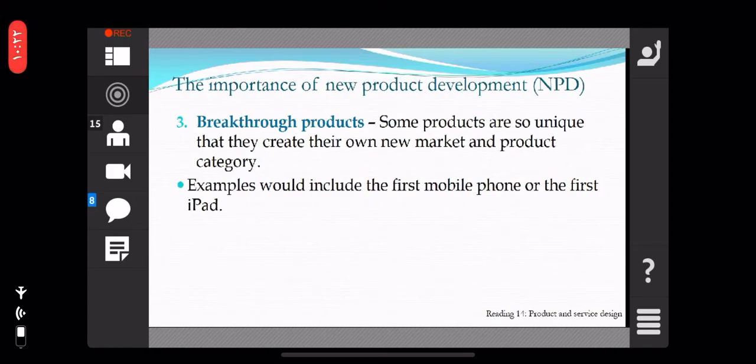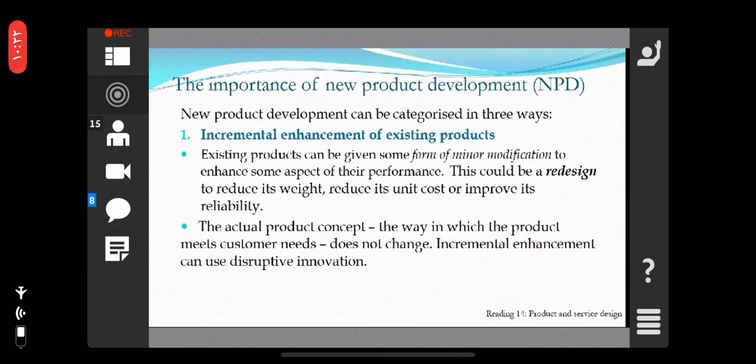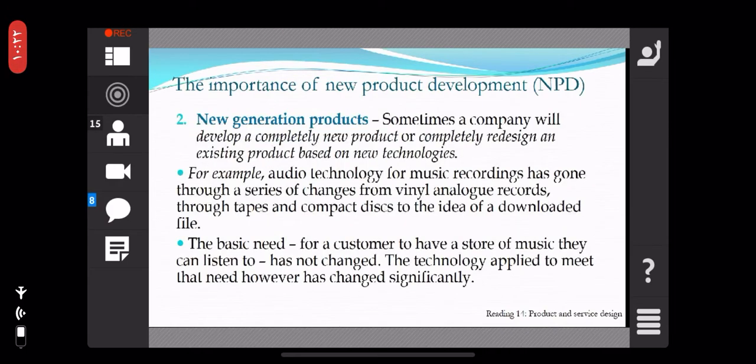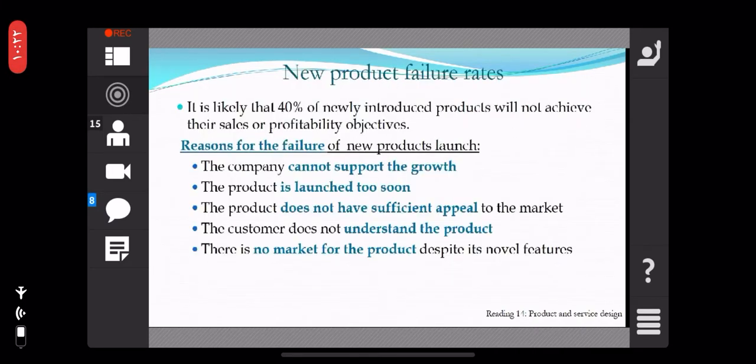Okay, so there were three types. New product development can be categorized in three ways: incremental enhancement of existing products, new generation products, and breakthrough products. So these were three different categories.